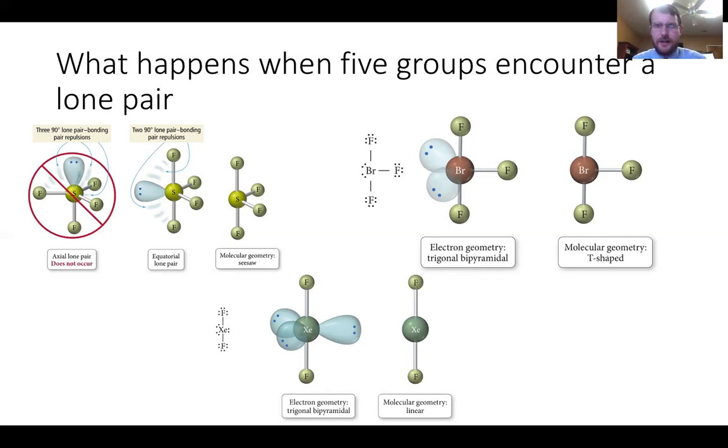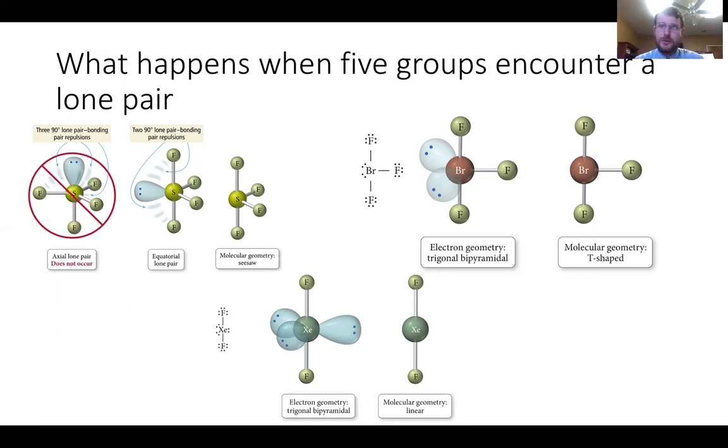We get the seesaw pattern, the seesaw molecular geometry. That's my favorite molecular geometry. If we have 2 lone pairs, so we have 3 bonding pairs and 2 lone pairs, we get T-shaped. Notice this is not trigonal planar, or trigonal pyramidal, because of where the lone pairs are and the shape that they come from.